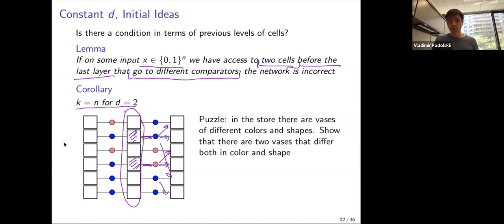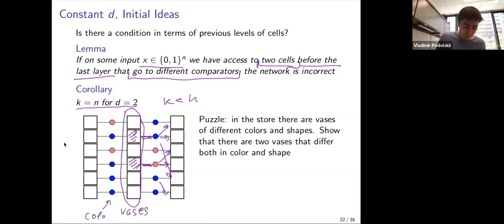You can observe that this is nothing else than a well-known problem from math, I do not know, extracurricular math classes for high school students. If we have a store that sells some vases, and we know that in the store there are vases of different colors and vases of different shapes, then there is a couple of vases that differ both in color and in shape. And this is exactly what we get here, because imagine that K is less than N. Then the vases are here in the middle, in this open network.